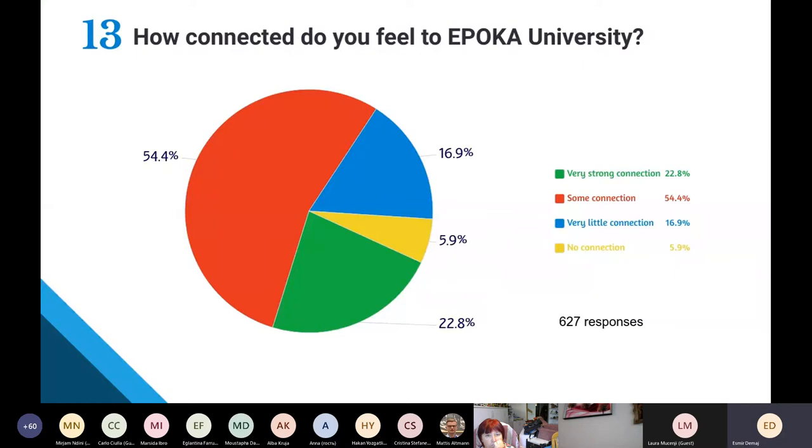We wanted to see how connected they were with Epoca University during this very unprecedented period of unknowns, and the majority of them claim some or very strong connection with the university. So it seems that the university has done a good job in staying close to its students during this period.